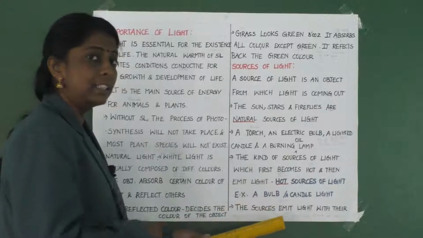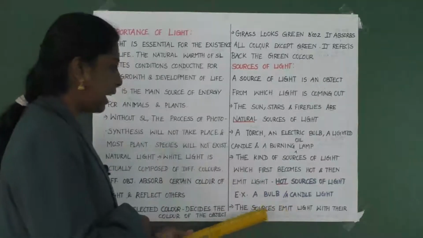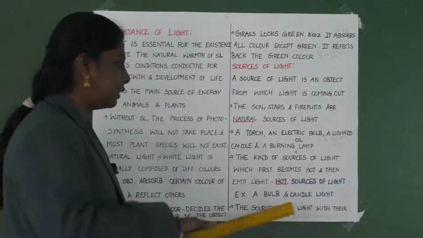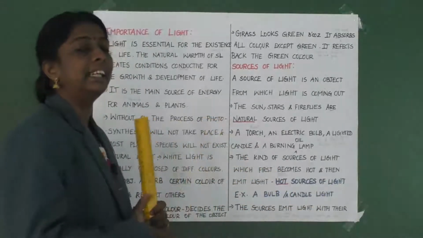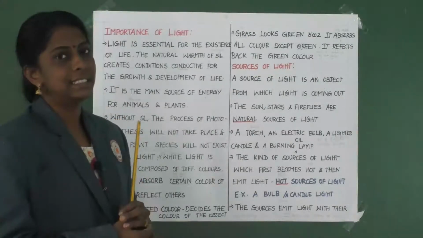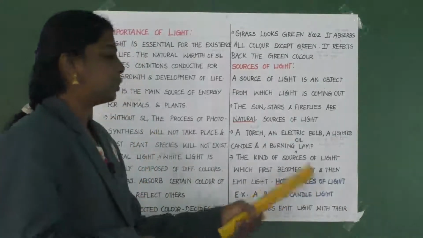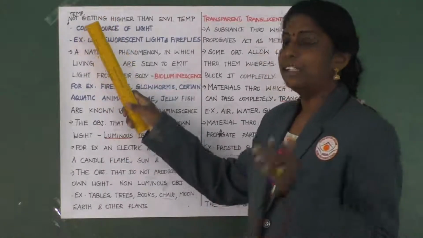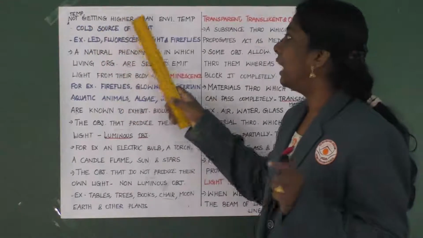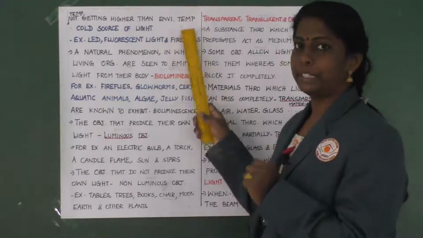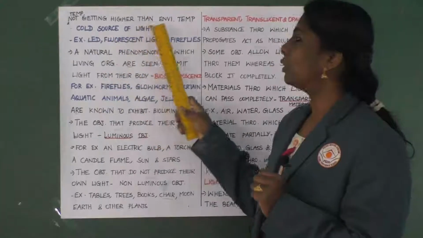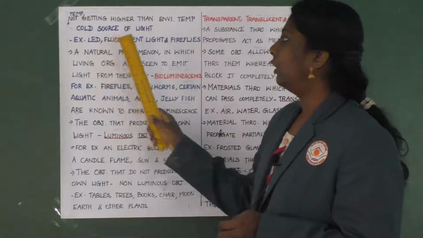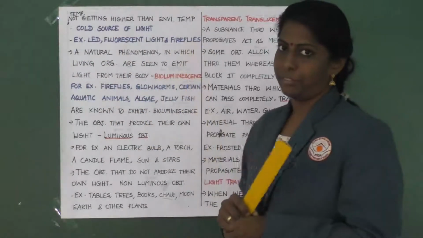Then the next part, that is cold sources of light. What is that? The sources which emit light with the temperature not getting higher than the environment temperature are said to be cold sources of light. Examples of cold sources of light: LED, fluorescent light and fireflies.